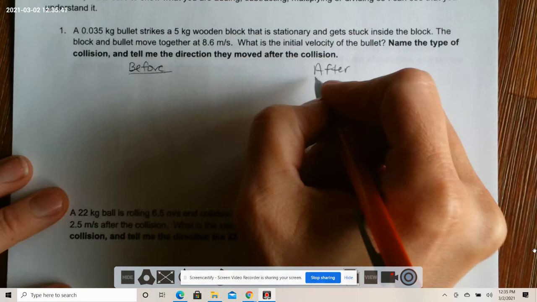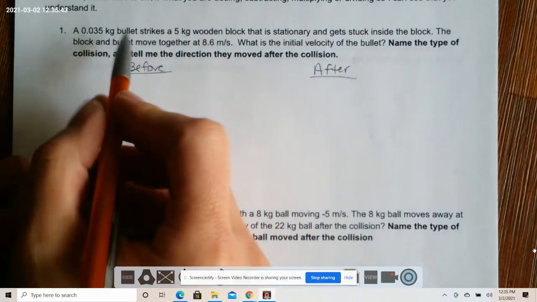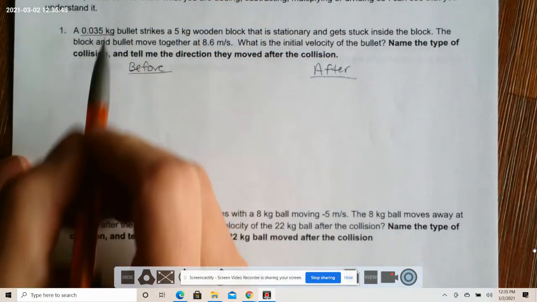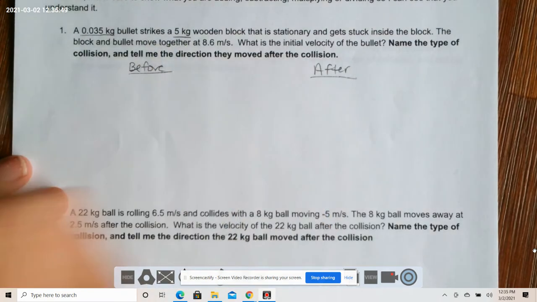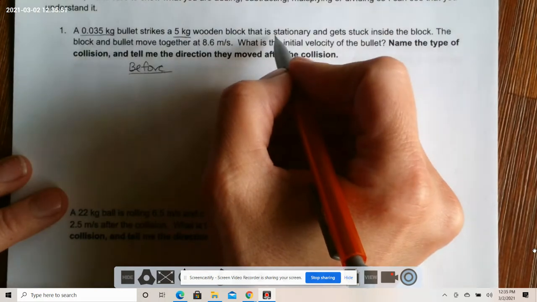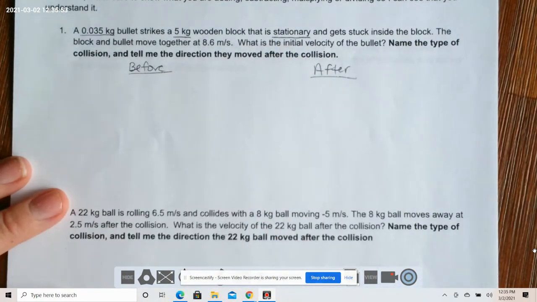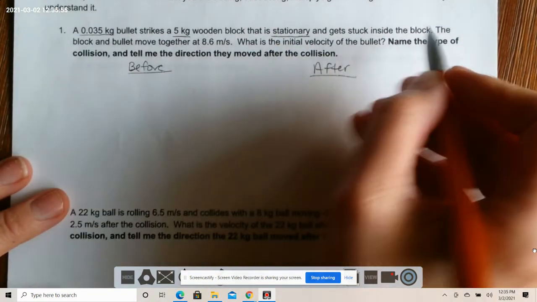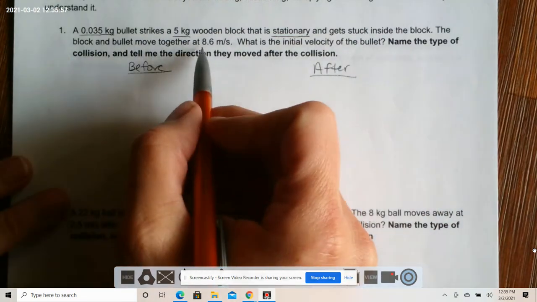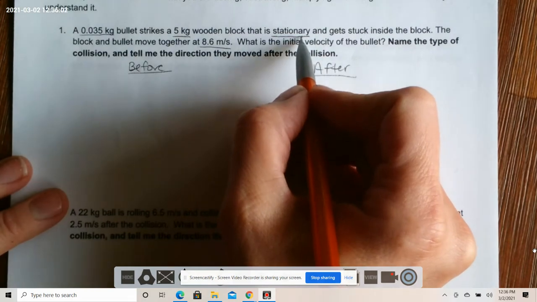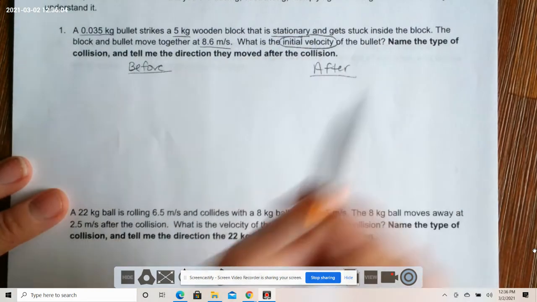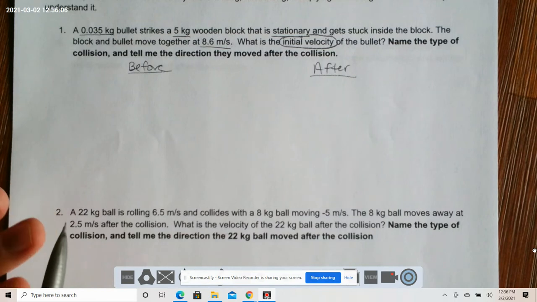So before the collision, we have a 0.035 kilogram bullet striking a 5 kilogram wooden block that is stationary. So that's important. It gets stuck inside the block, and the block and bullet move together at 8.6 meters per second. What is the initial velocity? So that's important, of the bullet. So that's the velocity before the collision.